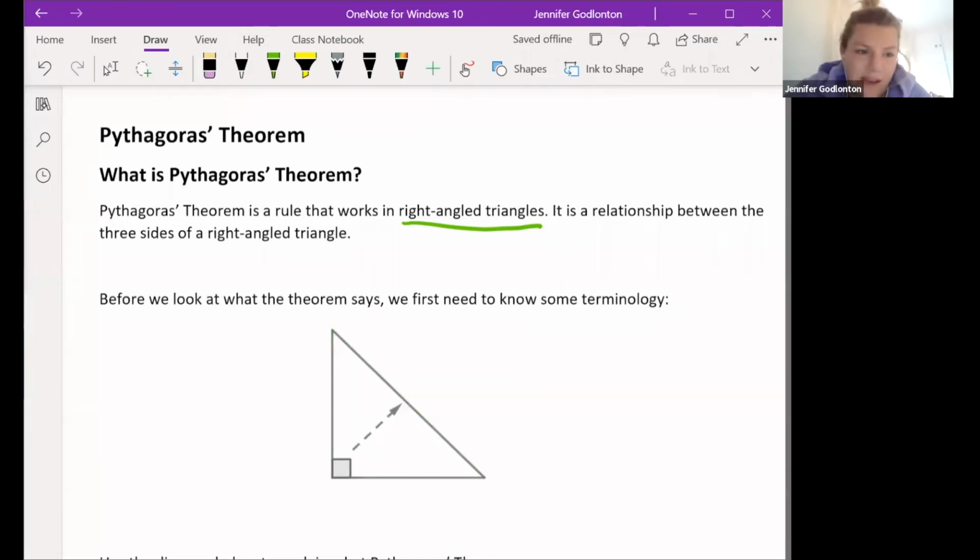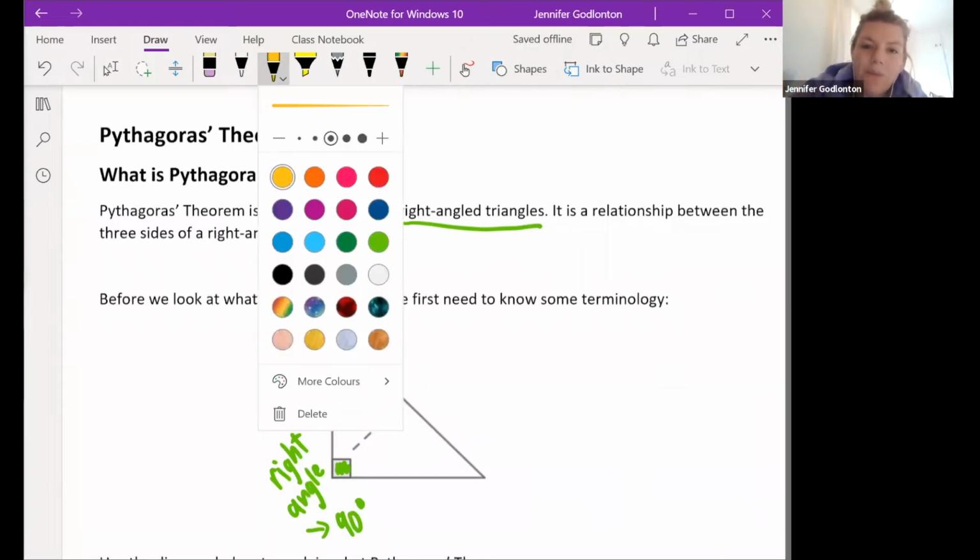When we're dealing with Pythagoras, we need to know a few important words. The first important word is we need to understand what this little square is over here. Can someone tell me what that little square is? A right angle, exactly. When we see that square in a shape, it is a right angle. Exactly, Tracy, right angle means that it is 90 degrees. So that's what that little square means.